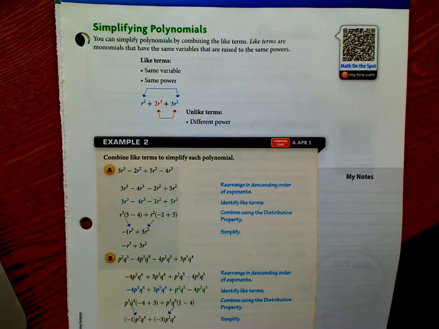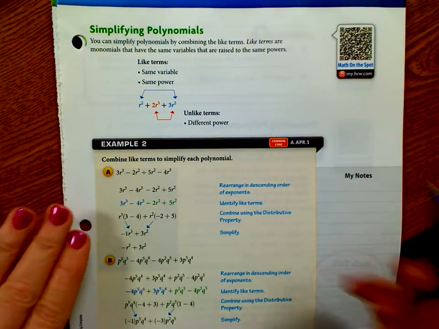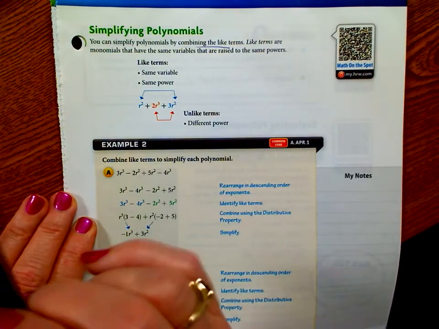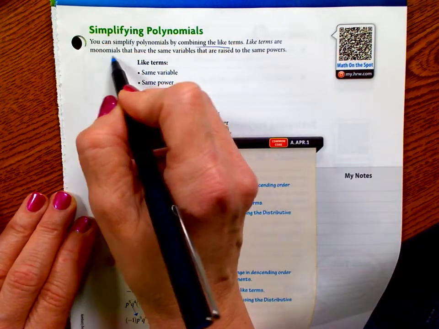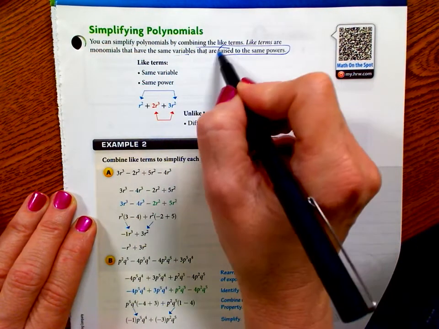Okay, this is the second video for 14.1, Simplifying Polynomials. All we're doing is simplifying it, and simplifying means we're combining like terms. Now, here's the difference from what you did the other day. The like terms are monomials that have the same variables raised to the same powers.